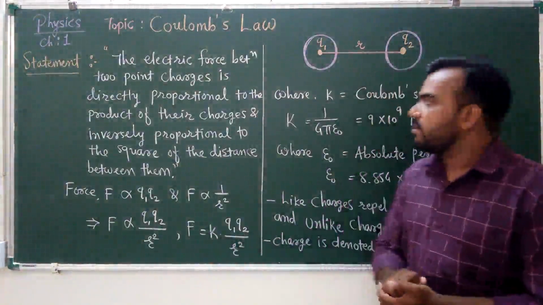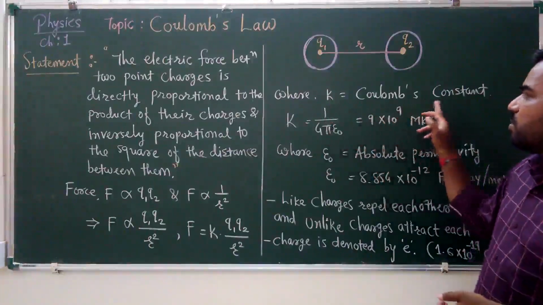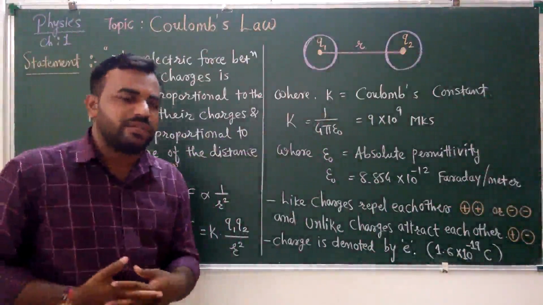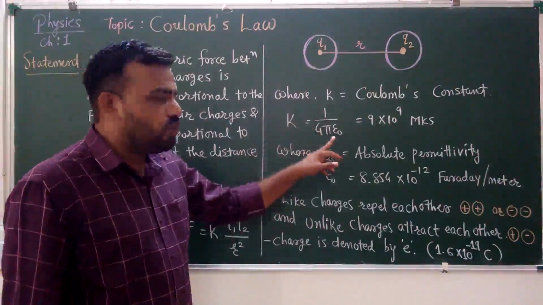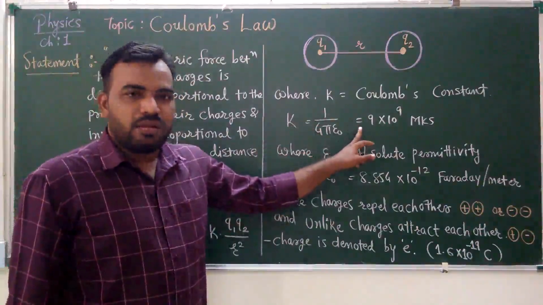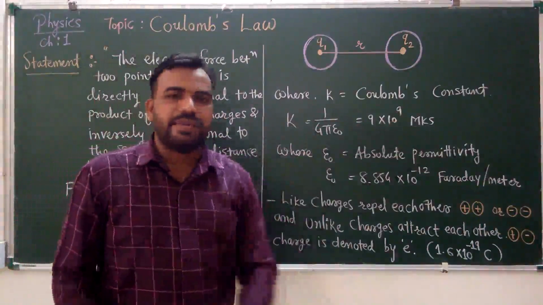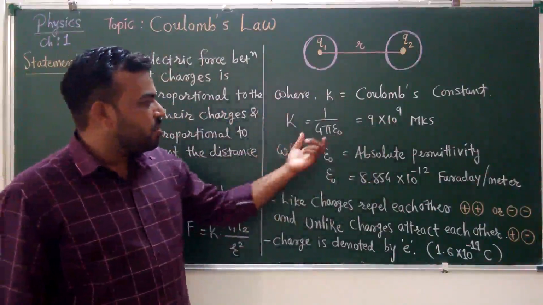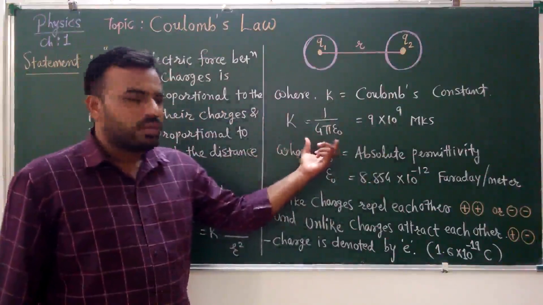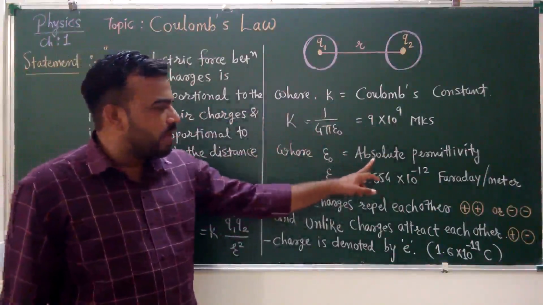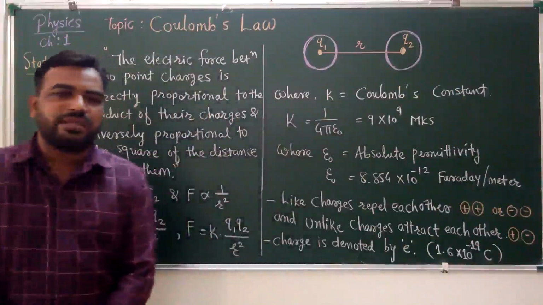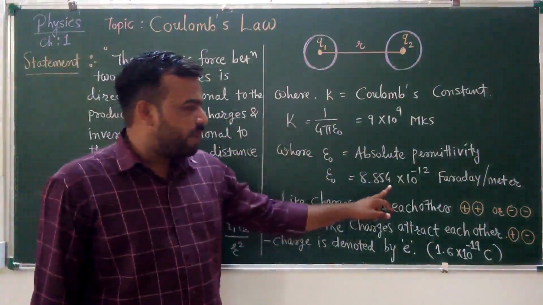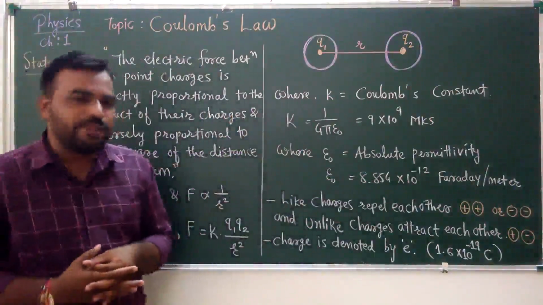Now what is k? k is nothing but Coulomb's constant, and its value is given: k is equal to 1 upon 4 pi epsilon 0, which is equal to 9 into 10 raised to 9 in SI units. You can directly use this value or you can use this formula, where epsilon 0 is the absolute permittivity, and its value is 8.854 into 10 raised to minus 12 Farad per meter.